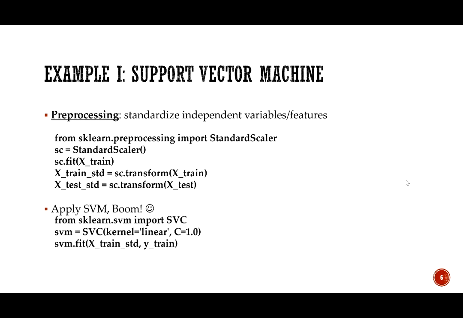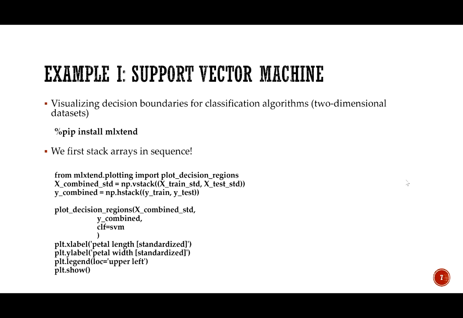Now, after we apply the support vector machine to this data set, we want to visualize the result. Particularly for classification purposes, we want to see decision boundaries and how this algorithm separates data points. So to do that, we are going to use another library named MLxtend, which is the machine learning extension library, because it has several nice plotting functions that we can use for visualizing decision boundaries.